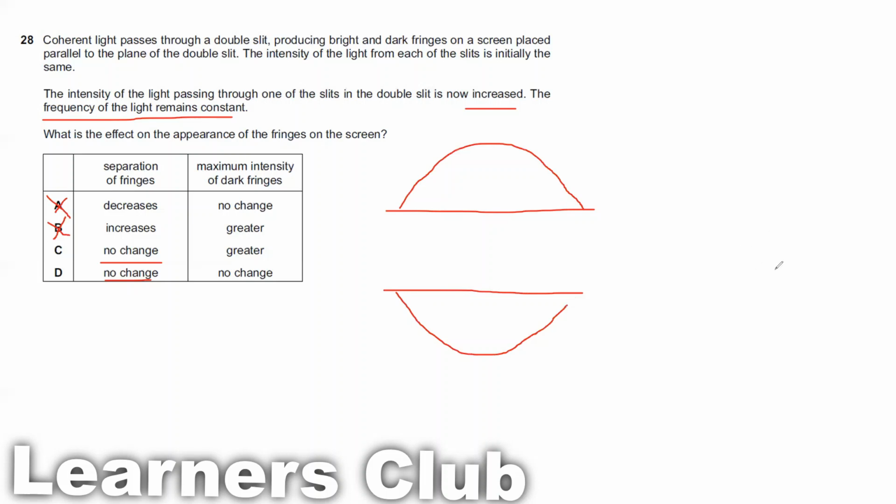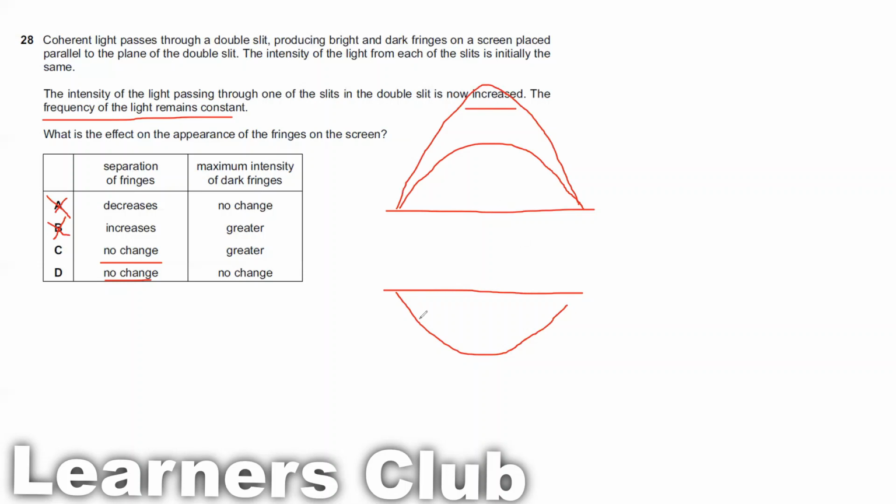So they cancel out. But now what happened? One of the waves has a higher intensity. That means amplitude is increased. Now, when your amplitude is increased, even when you subtract both the amplitudes, they will not cancel out. They will have a very small amplitude.